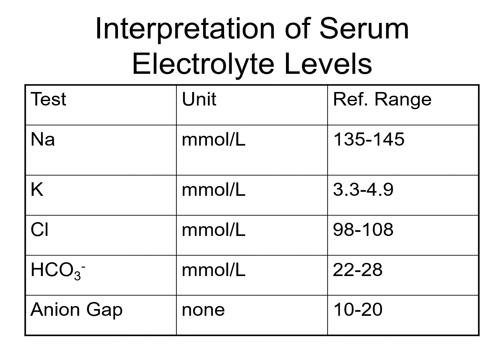Okay, normal levels: if it's higher or lower than this, that could be a problem. Sodium 135 to 145, potassium 3.3 to 4.9. I remember it was 3.5 to 4.5, now it's 3.3 to 4.9. 98 to 108 for chloride, bicarbonate 22 to 28, and 10 to 24 for the anion gap.